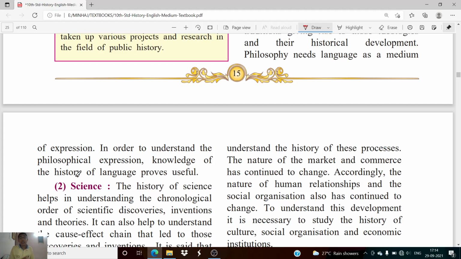Accordingly, the nature of human relationships and the social organization also has continued to change. To understand this development, it is necessary to study the history of culture, social organization, and economic institutions. So if we want to study the change which has taken place in this field, we have to look into the history of this field. We have to study how industrialization has evolved. What type of trade used to be carried on in a particular regime? Consider the Mauryan Empire or the reign of Krishna Devaraya, or how the trade was carried out during the time of Shivaji Maharaj.